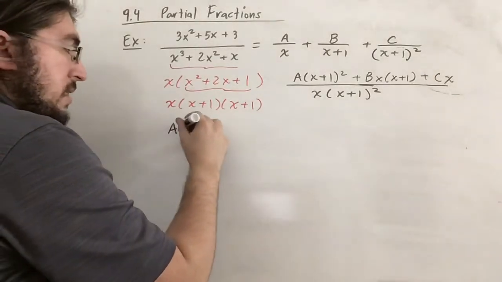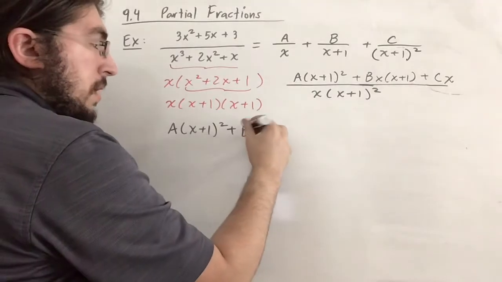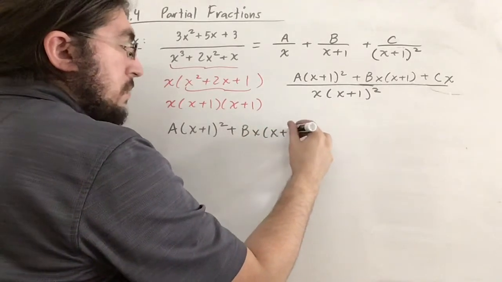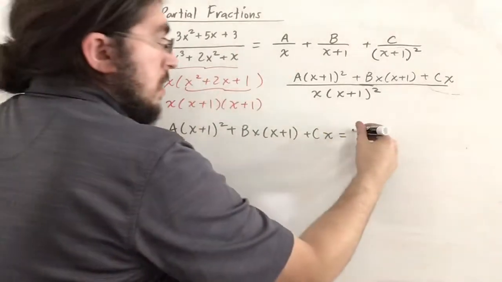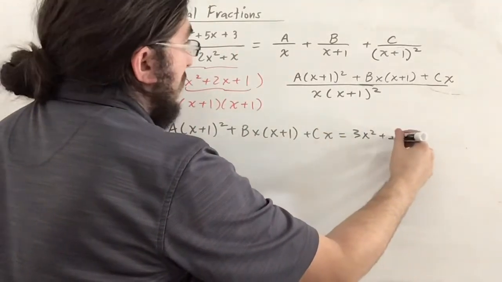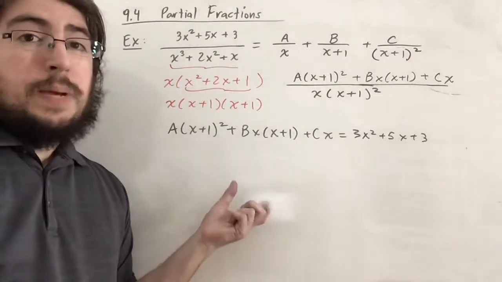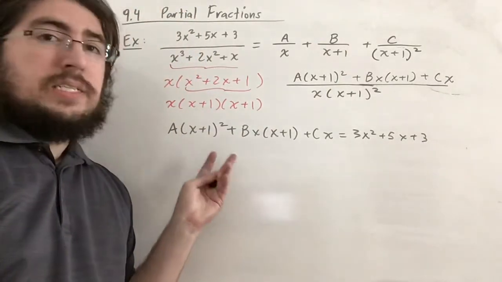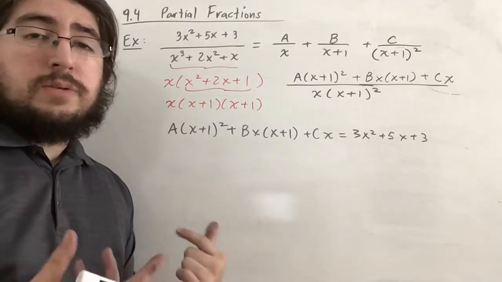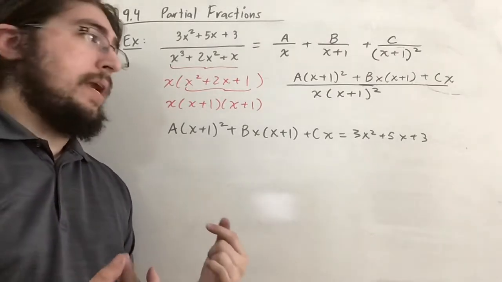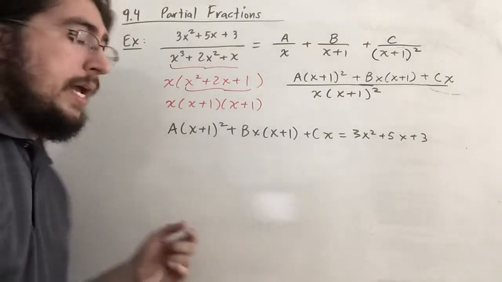So what we have now is that a times the quantity x plus 1 squared plus bx times x plus 1 plus cx is equal to this, which is 3x squared plus 5x plus 3. All right, so now if you want to expand it out and find a system of 3 equations, that's fine, you can do that. In fact, I encourage everyone to try to do that to see if you get the same thing I'm going to get right now. But what I'm going to do instead, of course, is use Heaviside's method as much as I can.